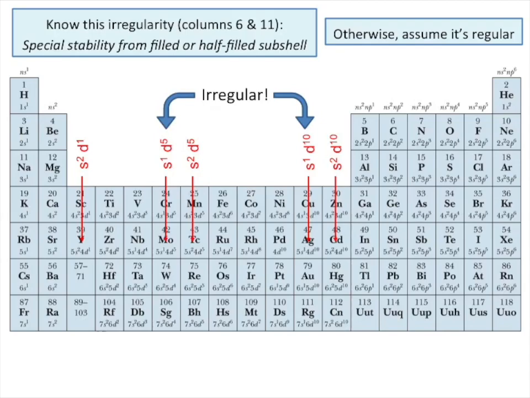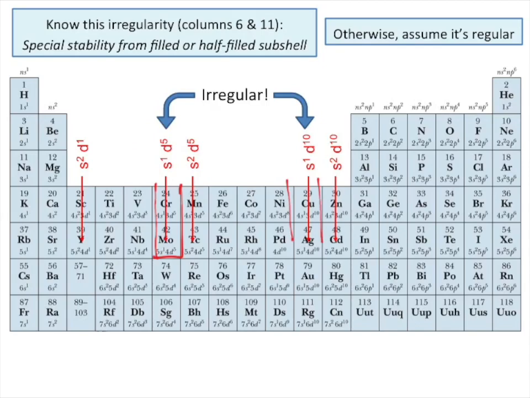If you look at chromium and molybdenum, they each have 1 electron in the s and 5 in the d, which is not what you would expect. You'd expect it to be 2 electrons in the s and 4 in the d, so it should look something like s2d4. And it doesn't. So that's an irregularity. And then the same is true over here. You have s1d10 for copper and silver.